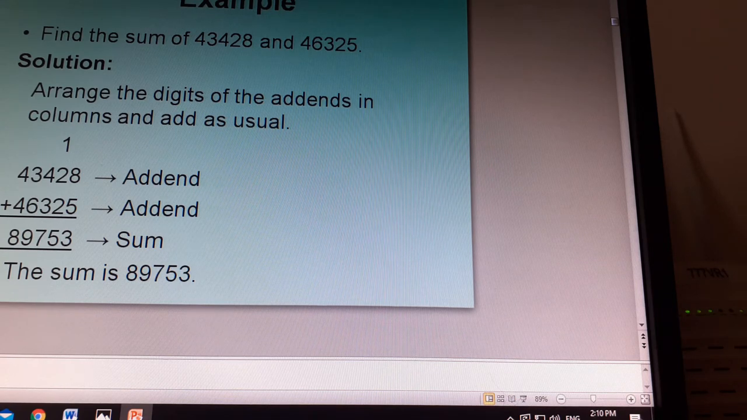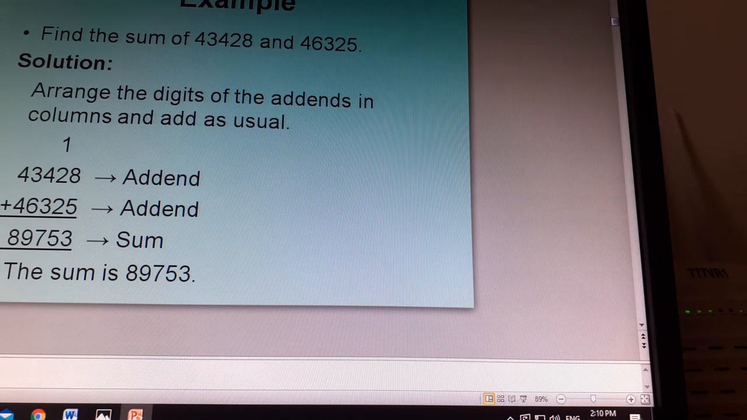Arrange the digits of the addends in a column and add as usual. 43,428, 46,325. These first two numbers are called addends. We have to find out the sum. Again, we are going to start from right to left.